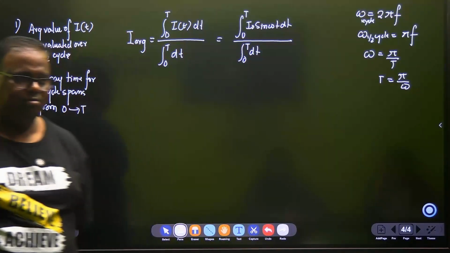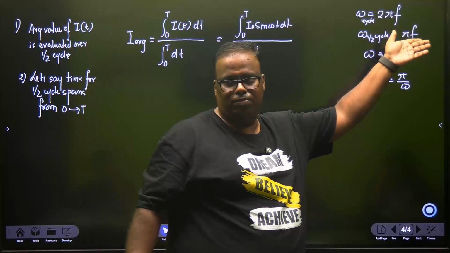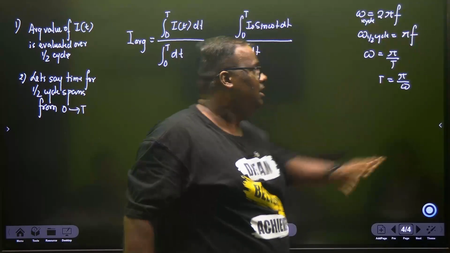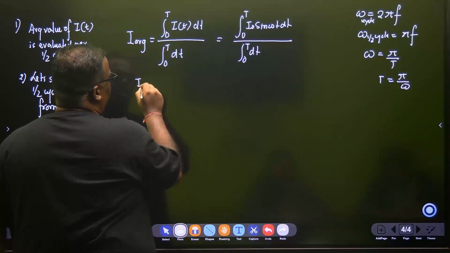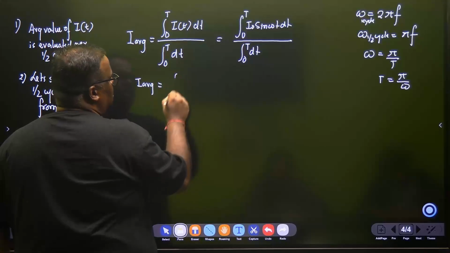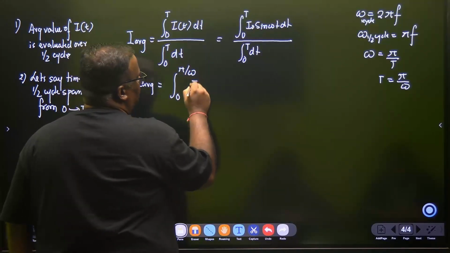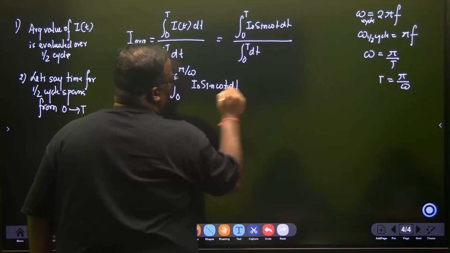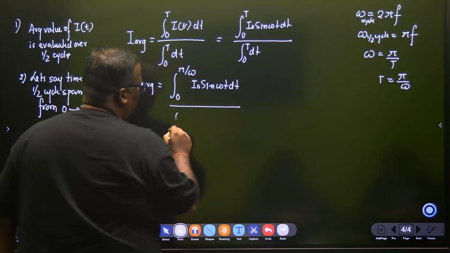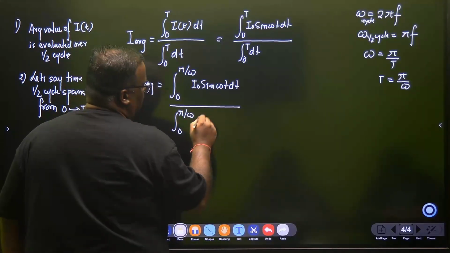Clear? What did I do? For one cycle 2 pi f, for half cycle pi f. That means my I average now can be written as the integral from 0 to pi by omega of I naught sine omega t dt divided by the integral from 0 to pi by omega of dt.